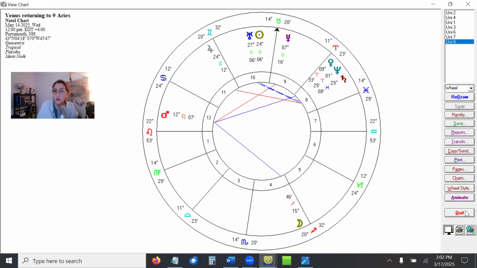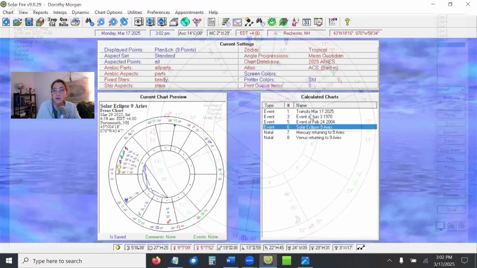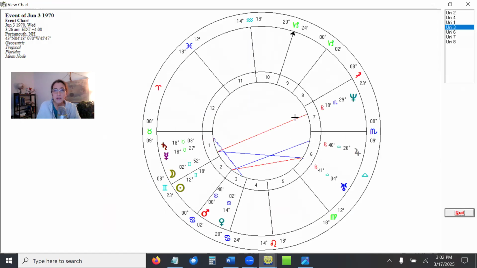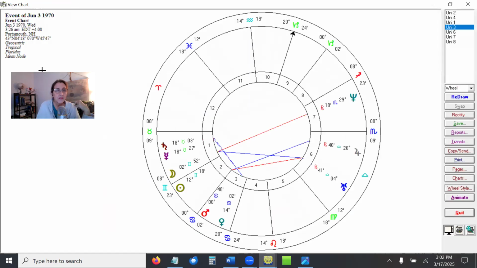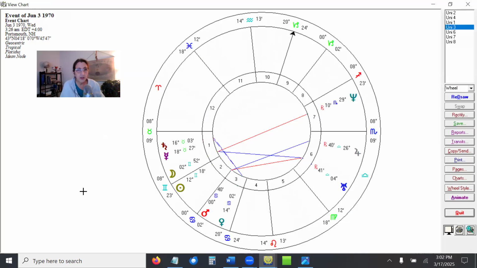So what I want to show you now is how to find it in somebody's chart. Here's a random chart. I just snagged somebody's birthday chart. So we're going to pretend this is a natal chart. And so we want to find, well, where's Aries? We have to find where Aries is in this chart. We're going to do it for a couple of different charts.